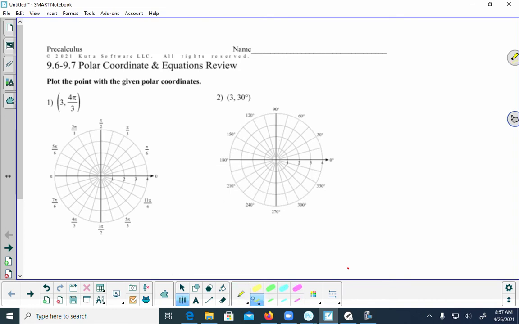So 4 pi over 3 is down here, and my radius is positive, so I'm going to be somewhere on that line. And I want to go to a radius of 3. I'm looking at my scale over here, and I'm going to plot that point. Okay, next one is 330 degrees. Well, here's for 30 degrees, going out 3 radiuses, and there's my dot there.